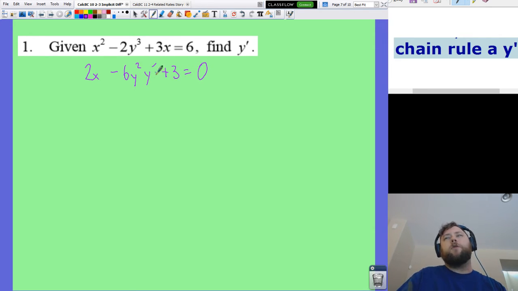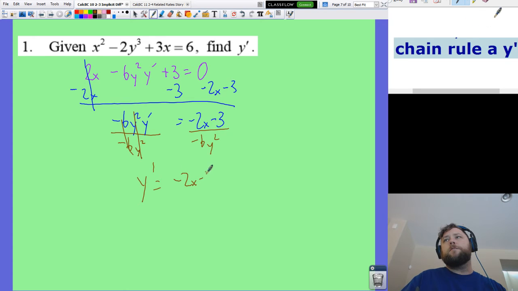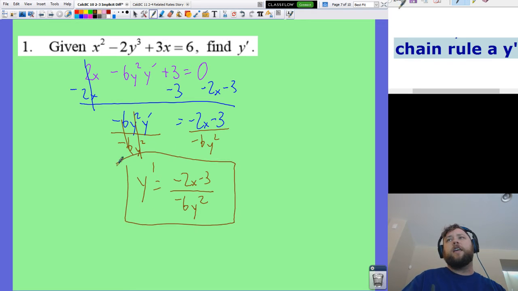I want to isolate the y prime, so I want to get the non-y prime terms to the other side. I subtract 2x and subtract 3 on both sides, and these cancel out. I get negative 6y squared times y prime equals negative 2x minus 3. To isolate the y prime, I divide by negative 6y squared on both sides, and those cancel. My y prime equals negative 2x minus 3 over negative 6y squared, and I can leave it just like that.